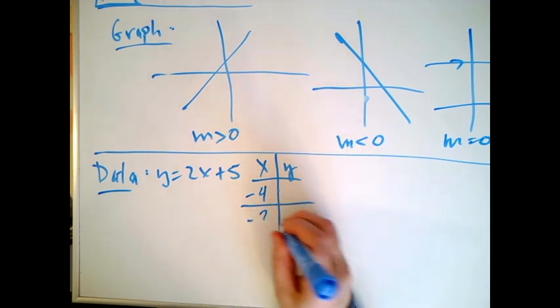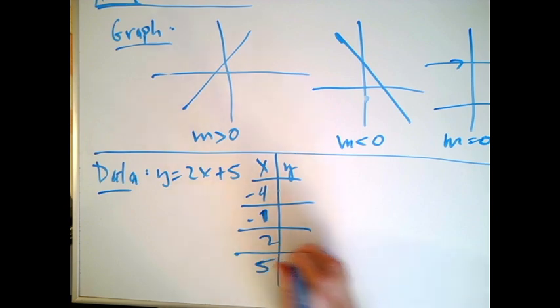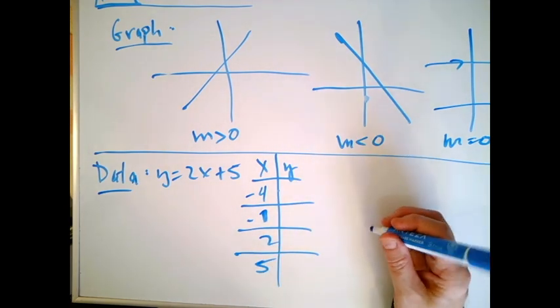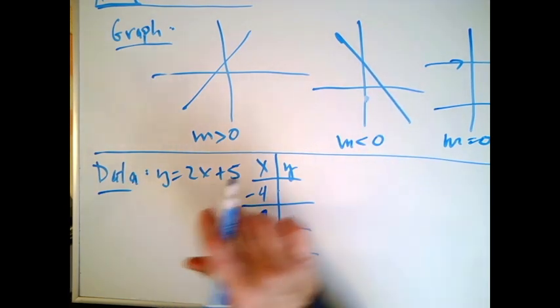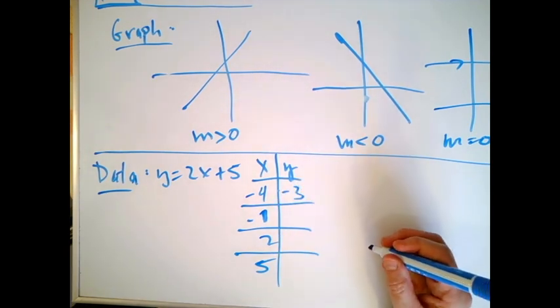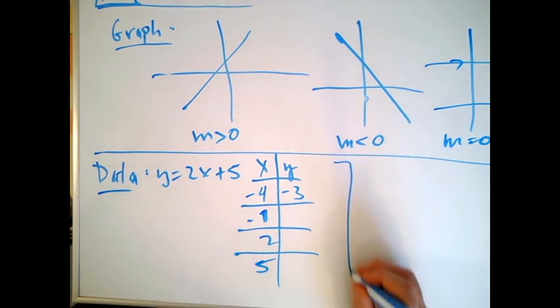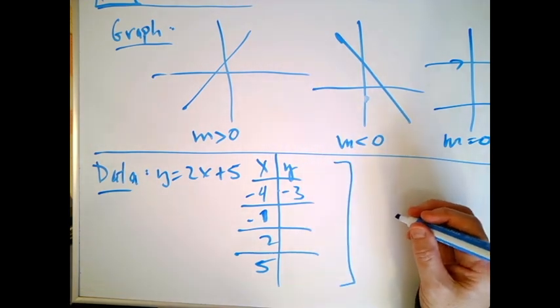So I'm going up by 3, so I get minus 1, go up by 3, I get 2, go up by 3, I get 5. Now I am going to plug in one number. If I plug in minus 4, I get minus 8 plus 5, which is minus 3. Now we can't keep plugging in numbers, but the beauty of exponential functions and linear functions is you don't have to. There's actually a much quicker way if you plan.